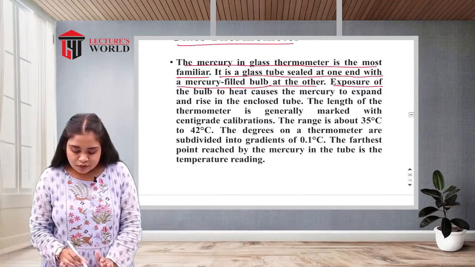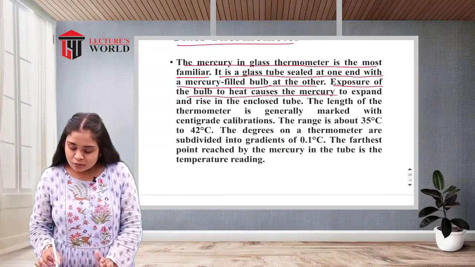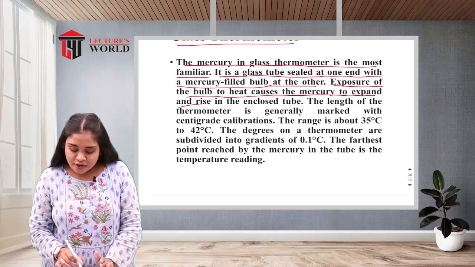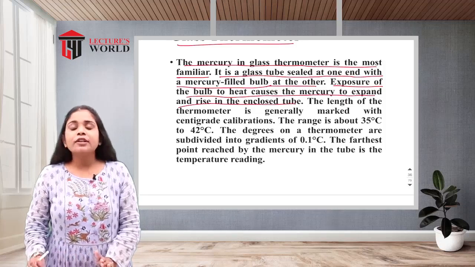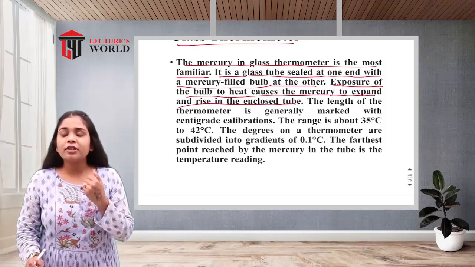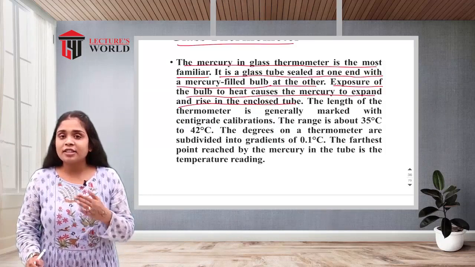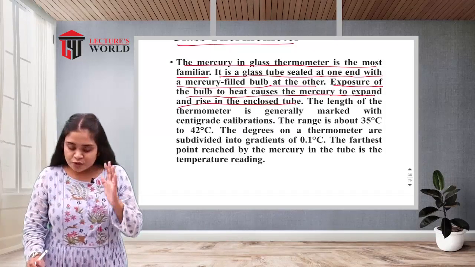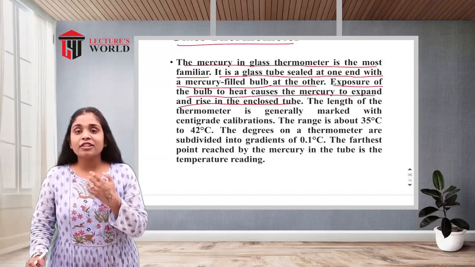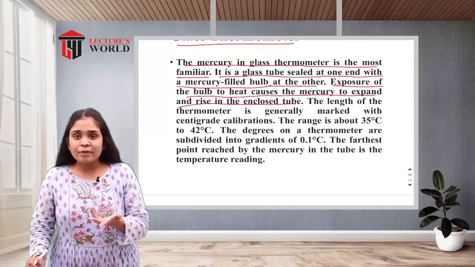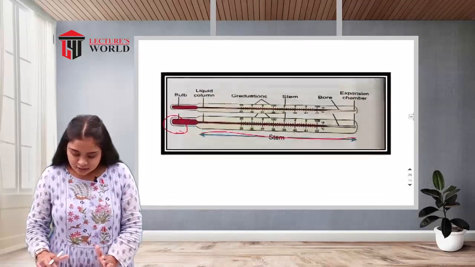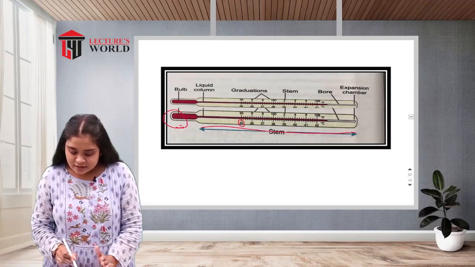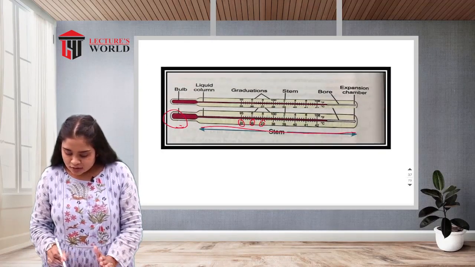Exposure of the bulb to heat causes the mercury to expand and rise in the enclosed tube. So when the mercury comes in contact with heat, it is going to expand and rise. By that you can understand whether the patient has a temperature or not. As you can see, different readings have been given on the stem side.